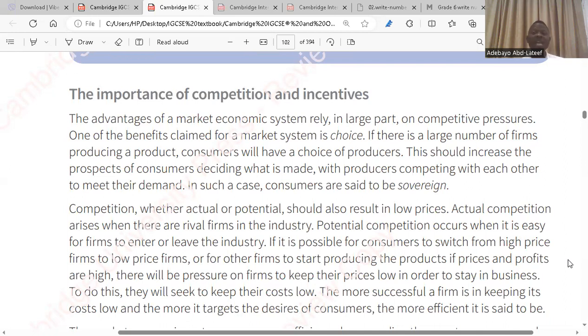So if there's a large number of firms producing the products, consumers will have a choice of producers. This should increase the prospect of consumers deciding what is made, with producers competing with each other to meet their demand. In such a case, consumers are said to be what? Sovereign. We call it sovereign. Sovereign means free. You have freedom to choose from whichever. And you as consumers, you decide what to produce, because there's fierce competition in the market.